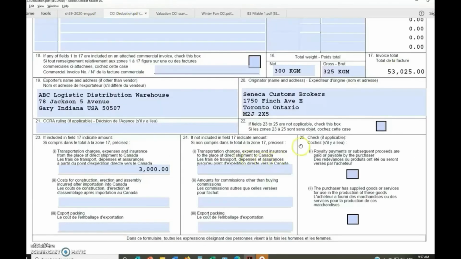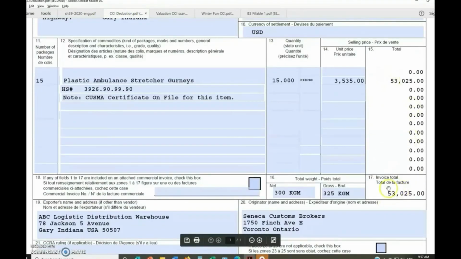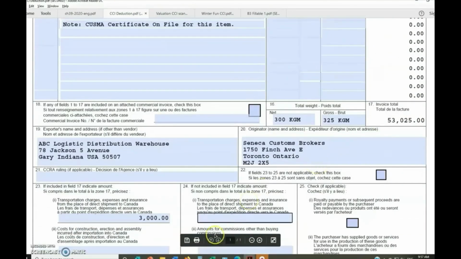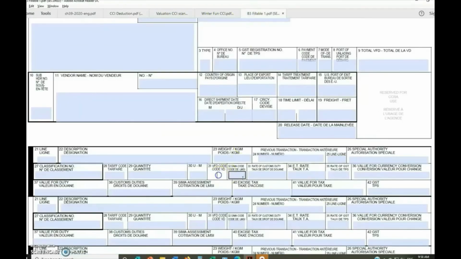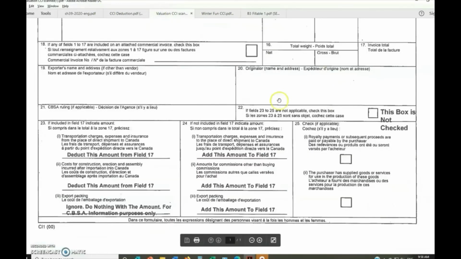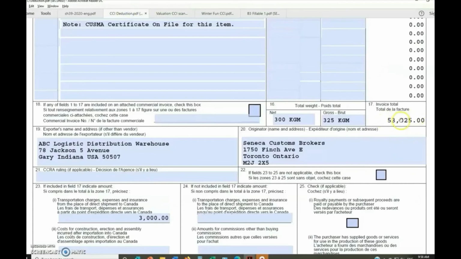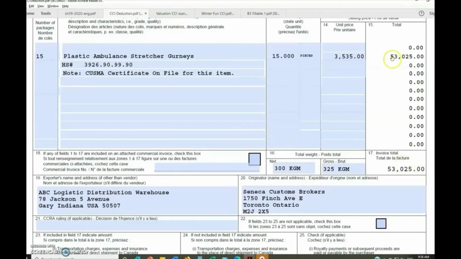So field 17 is $52,025. So we're going to be deducting $3,000 from that and only paying duty on what the amount is, this minus this. And when you make your B3, you're going to put 14 or 24 in field 31 to indicate to customs that the amount in here is different than the amount on the Canada Customs invoice because it's going to be a lower amount.